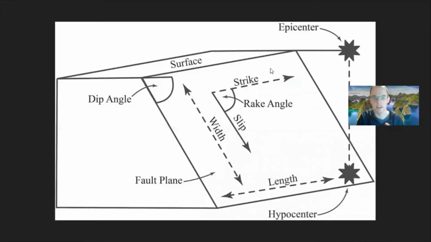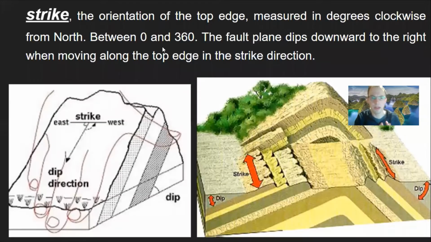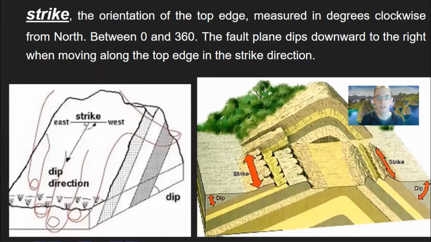Now we're going to move on and talk about strike. We've got strike right here, and we're going to explain a bit better what that actually means. When we talk about strike, we're talking about the orientation of the top edge of a fault plane, measured in degrees clockwise from north. So again, when we say top edge, this is what we're talking about here.